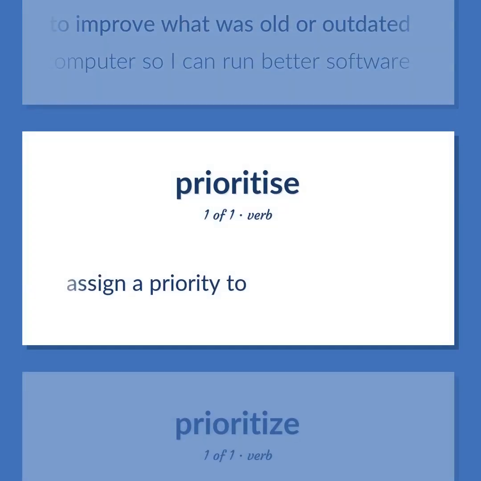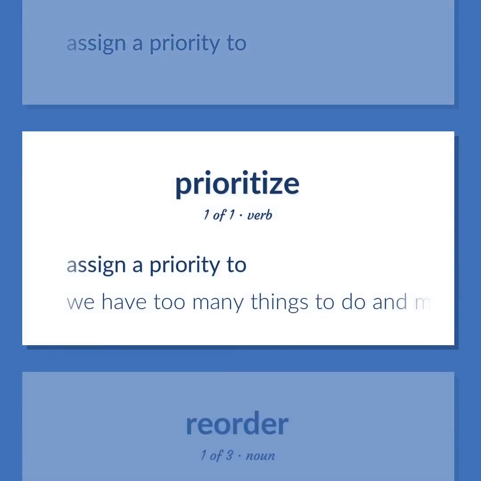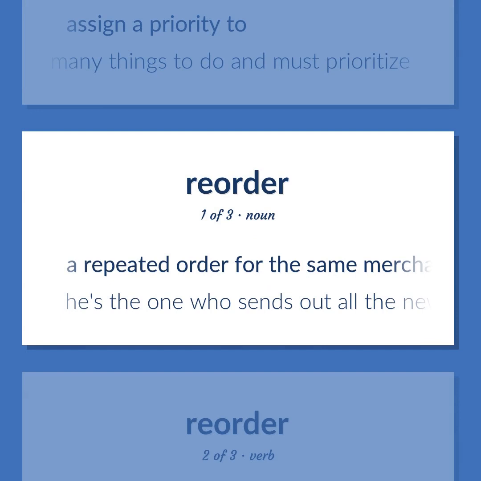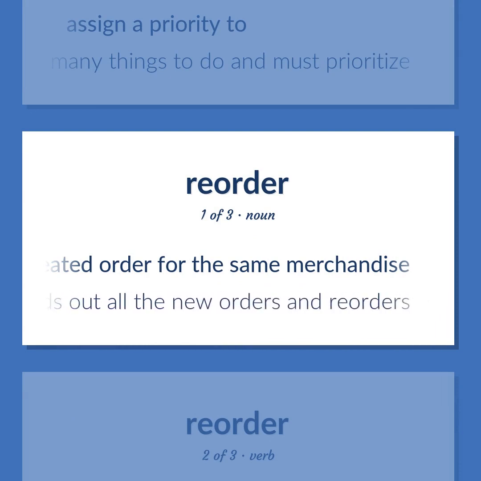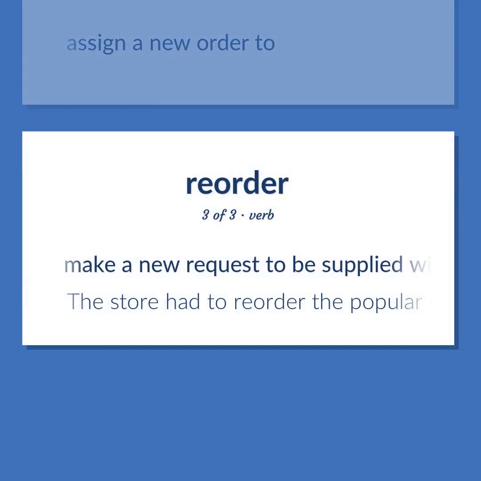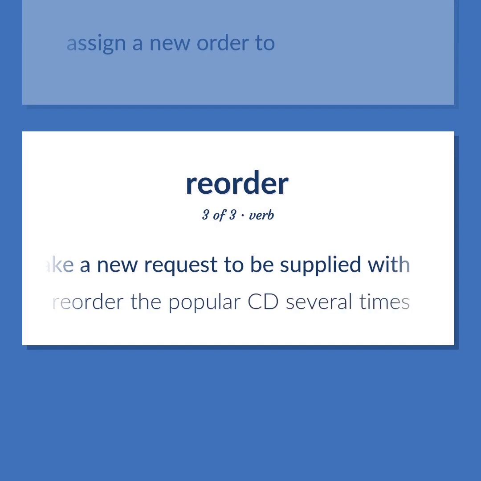Assign a priority to. We have too many things to do and must prioritize. A repeated order for the same merchandise. He's the one who sends out all the new orders and reorders. Assign a new order to. Make a new request to be supplied with. The store had to reorder the popular CD several times.